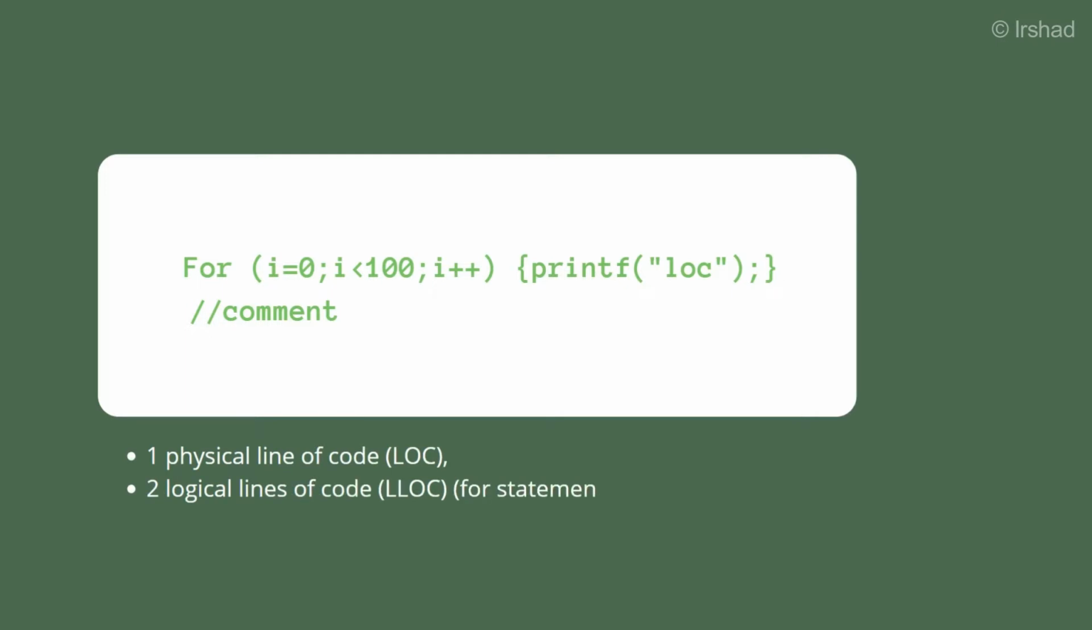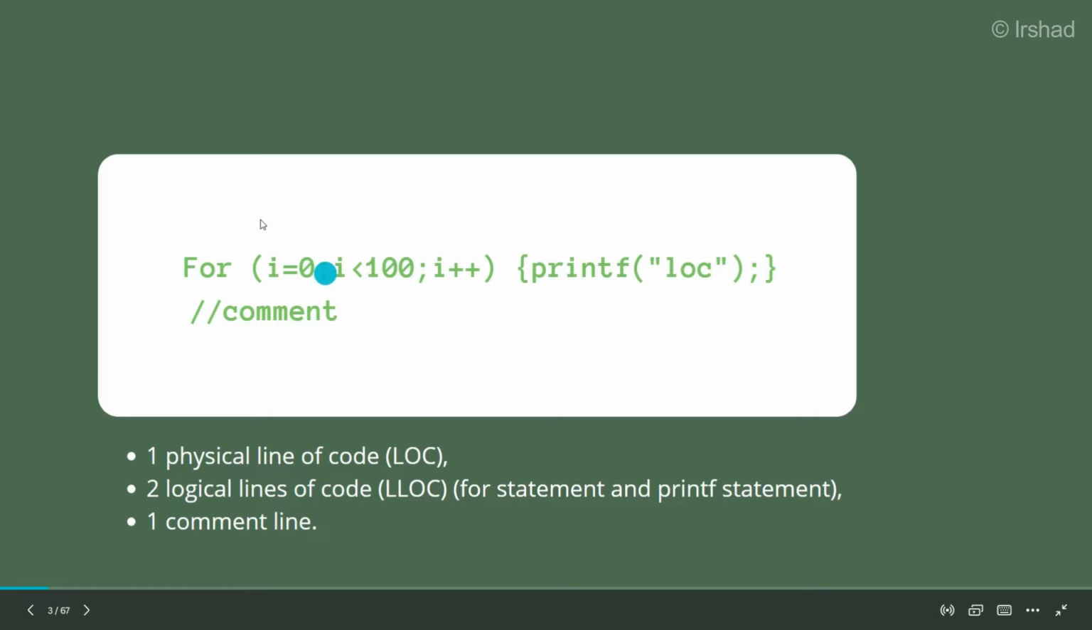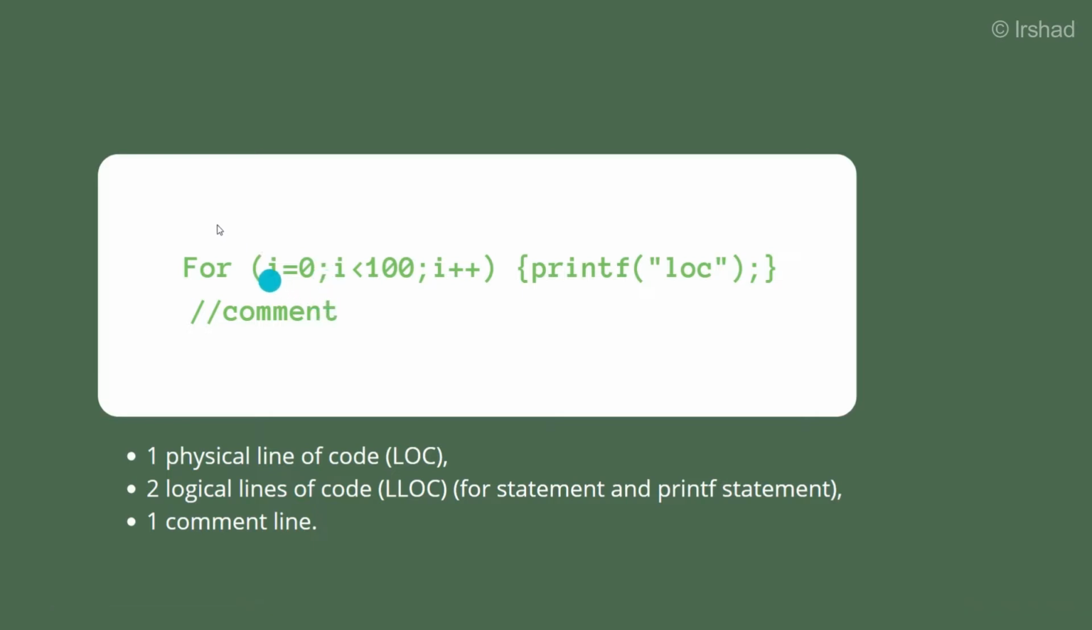So in general we can say that physically there is one single line, that is this line, okay, and one comment. So we can say that one physical line, but logically if we think there are two separate statements, that is the for statement and then the printf statement. So logically there are two lines, as if we talk about their task and their operation. The statements are two different statements, so logically there are two lines, but physically there is one line, and one comment.